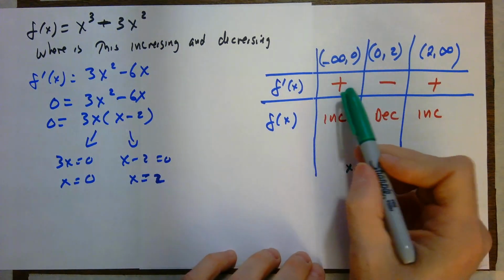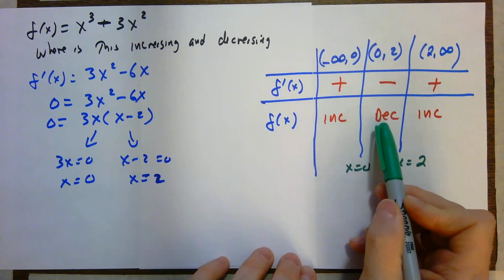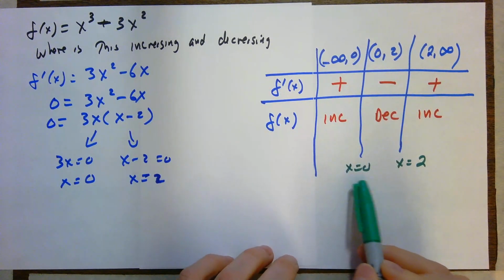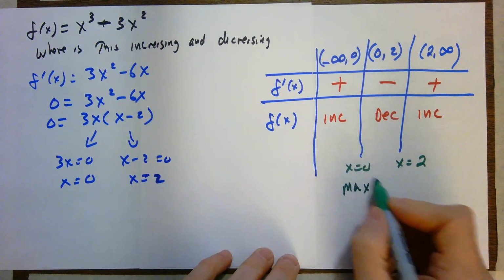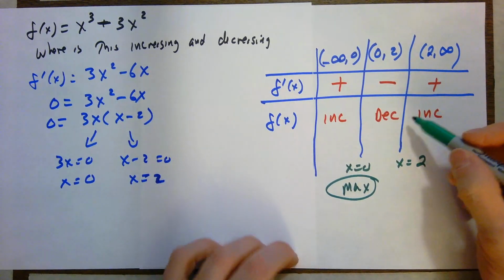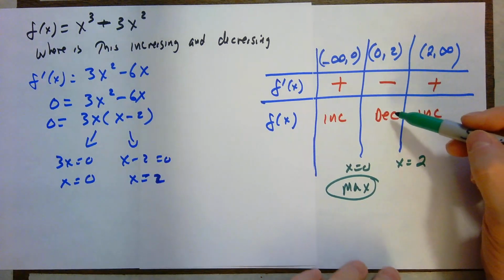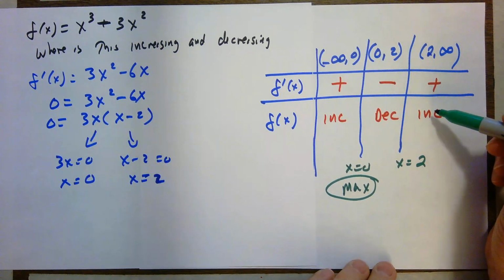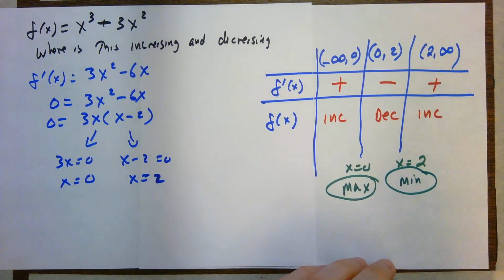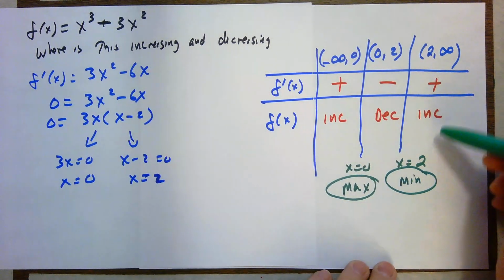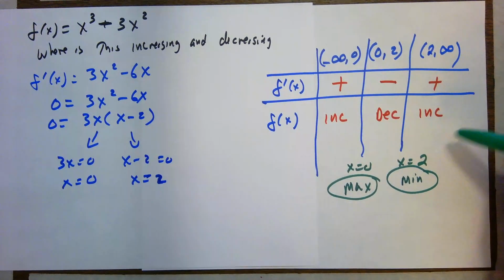Well, my derivatives are going from positive to negative. My function is going from increasing to decreasing. So what's happening here at 0? I must have a maximum value happening right there. Here, my tangent lines are going from negatively to positively sloped. My function is going from decreasing to all of a sudden increasing. So I must have a minimum value here at x equals positive 2.